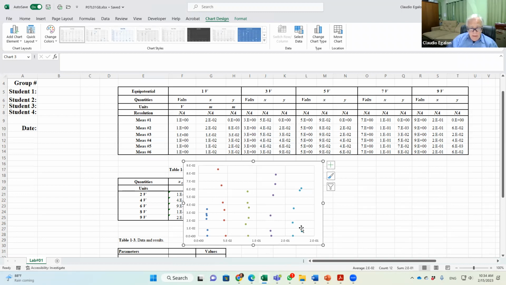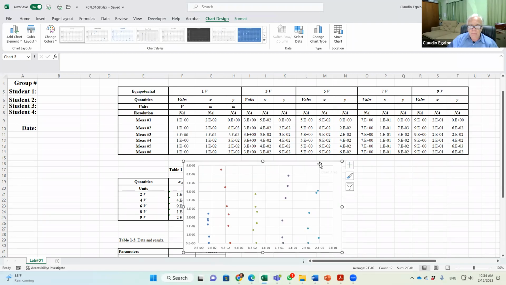Here we have an outlier, a little outlier. If it were an actual experiment, I would be asking my students to measure this data point again.